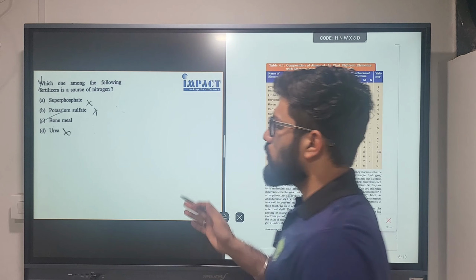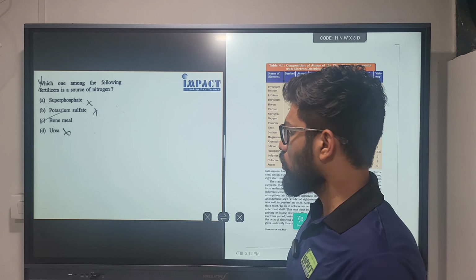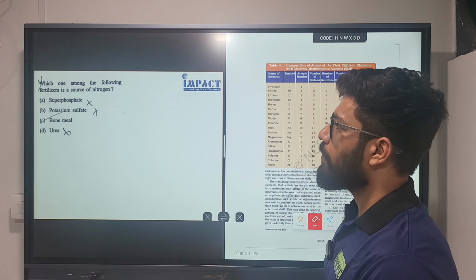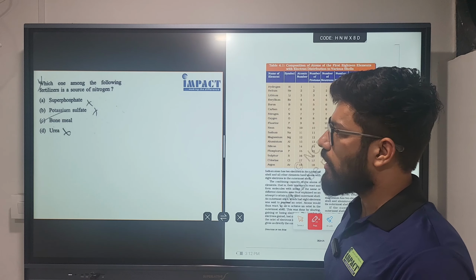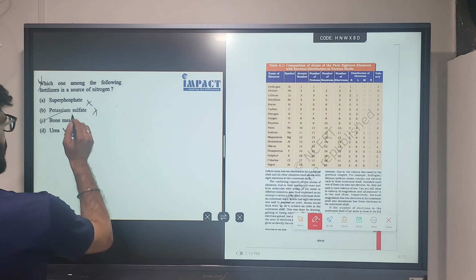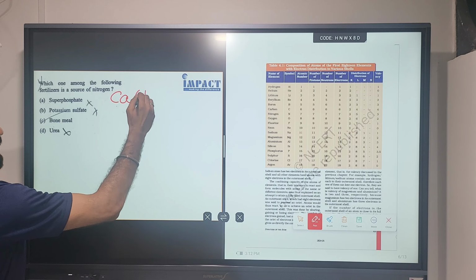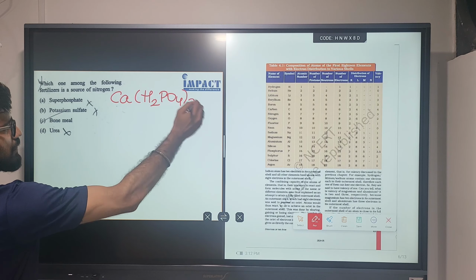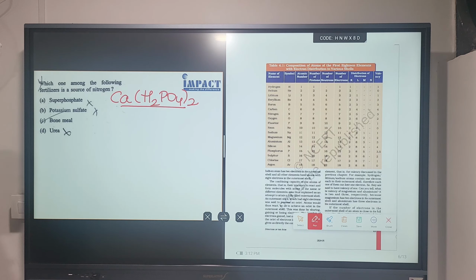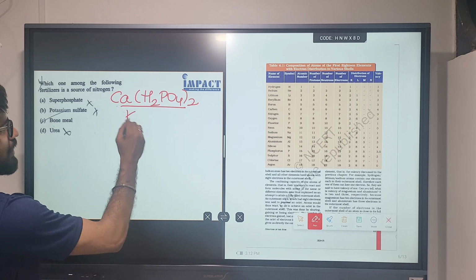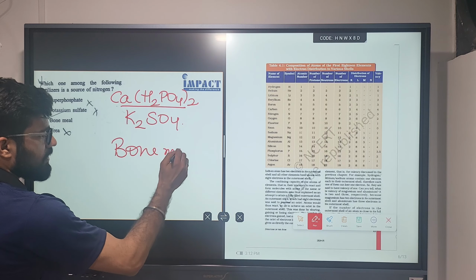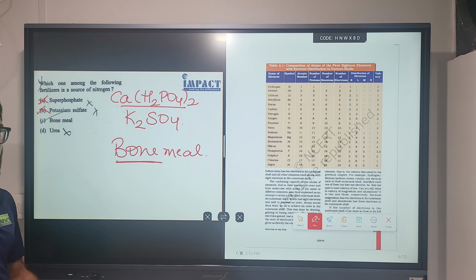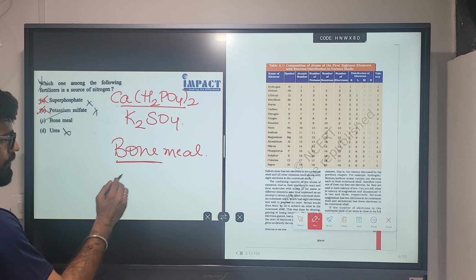Next is a question which you can leave, because I do not expect everyone to do this question. Which among the following fertilizers is a source of nitrogen? When we read the chapter from industrial chemistry, there we teach these formulas. Superphosphate is Ca(H2PO4)2. Here you can see there is no nitrogen content. Second is potassium sulfate, K2SO4. No nitrogen content. So these are not the options. Third is bone meal. What is bone meal? It is basically the bones of animals which are made into meal and used as a fertilizer.